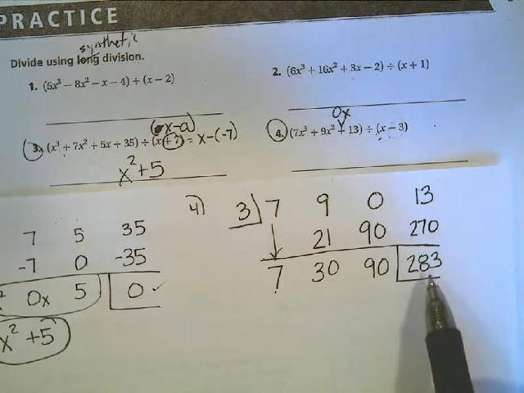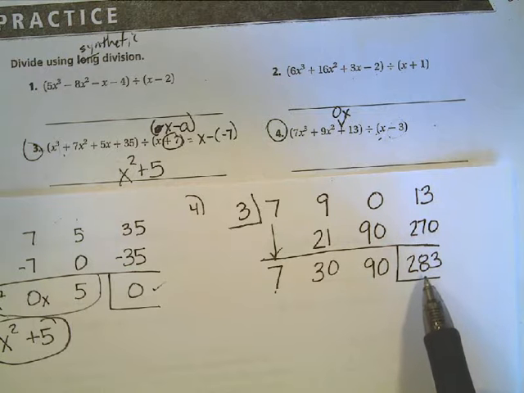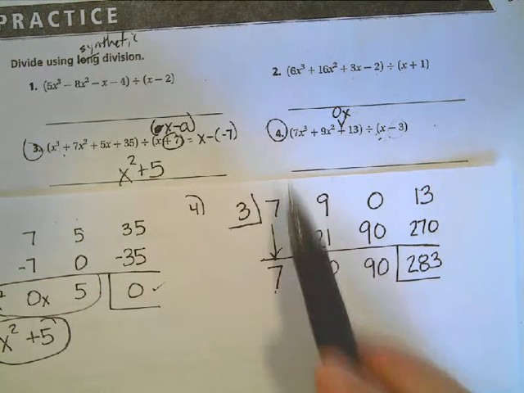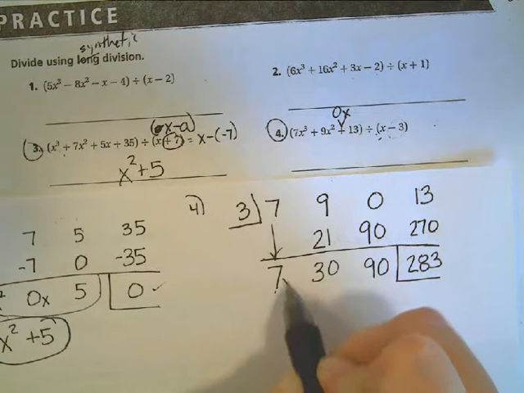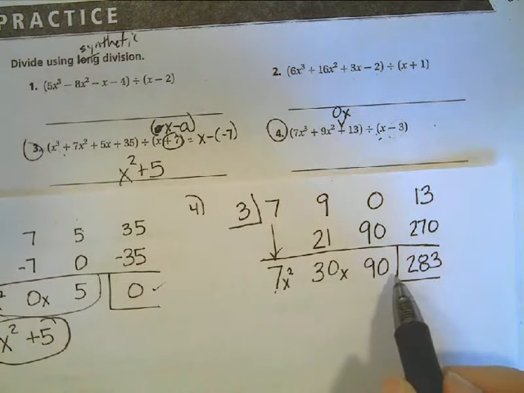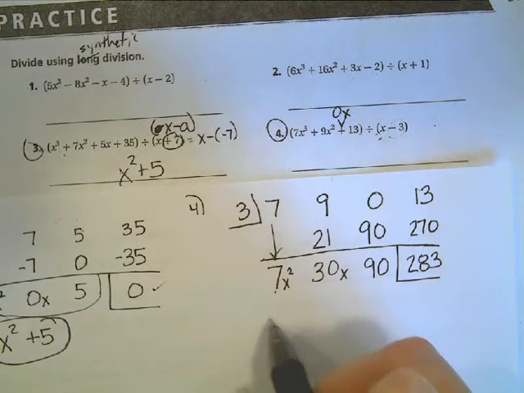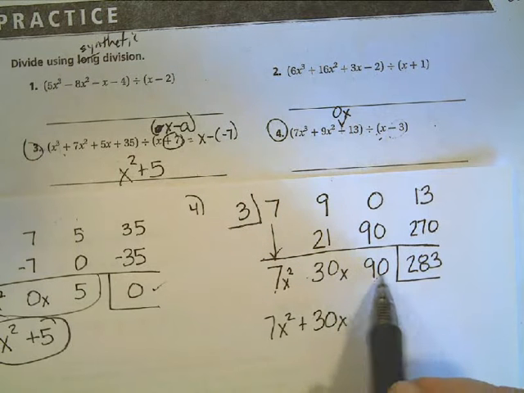Here you have a remainder of 283. So when you write your answer, you will need to write your remainder added to your polynomial answer in fraction form over the divisor. Again, this problem started with an x cubed term, so my answer starts with an x squared term. Then x, then just the constant. So my answer is 7x squared plus 30x, plus, because this is positive, plus 90 because that is positive.